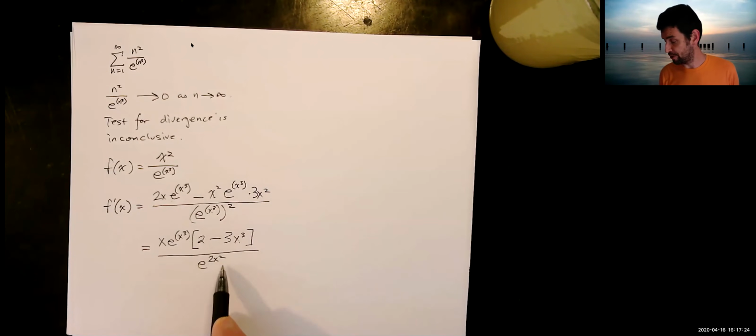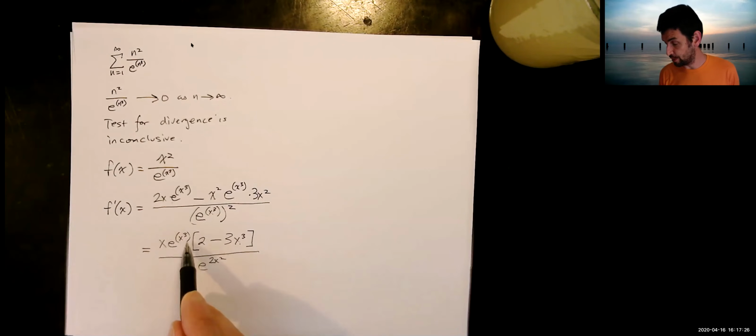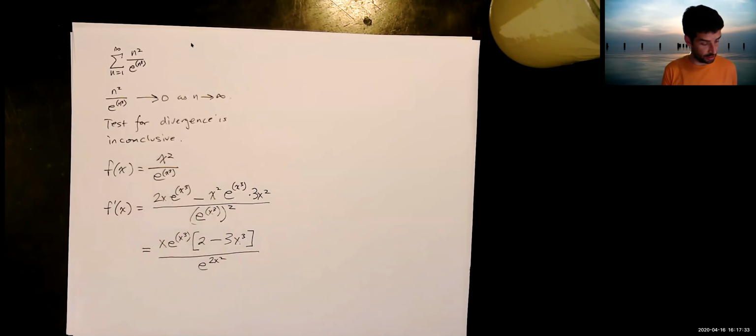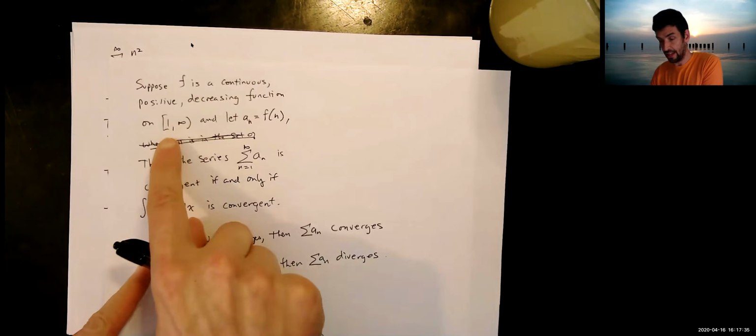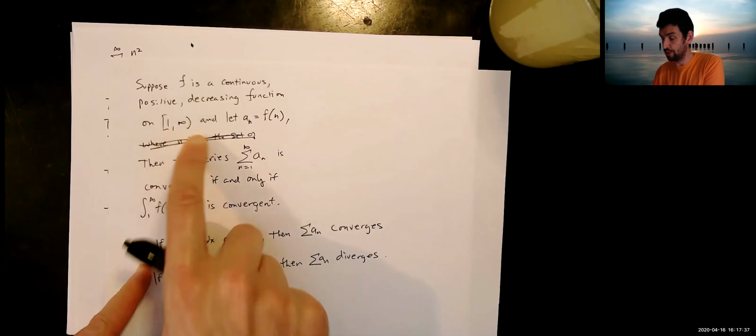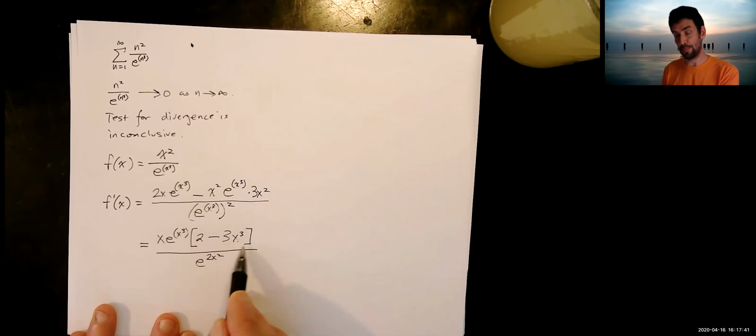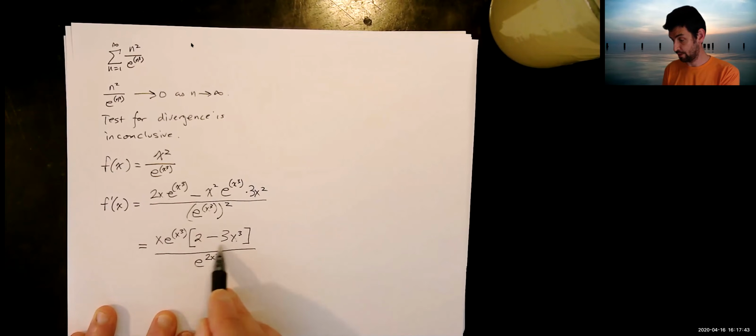The denominator is always positive. It's an exponential. This thing's always positive. It's an exponential. X is going to be positive because remember, we're only looking from 1 to infinity, right? That's the condition, when x is 1 to infinity. So x is always positive. So the only thing that can tell if this thing is positive or negative is this thing, right?